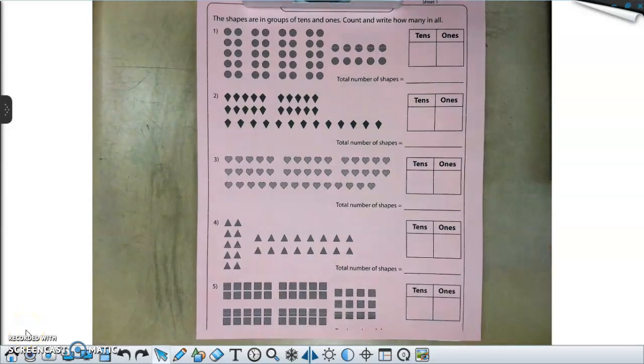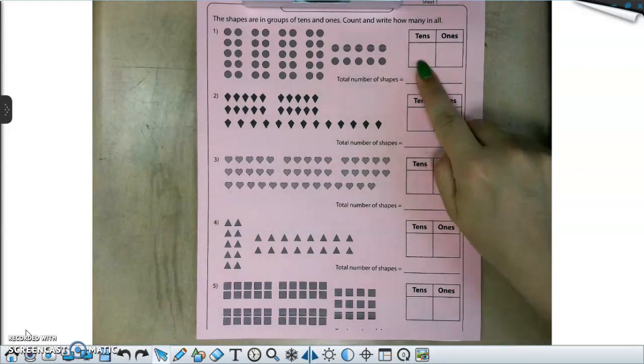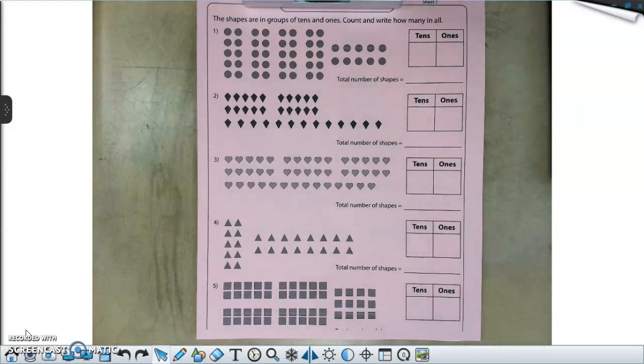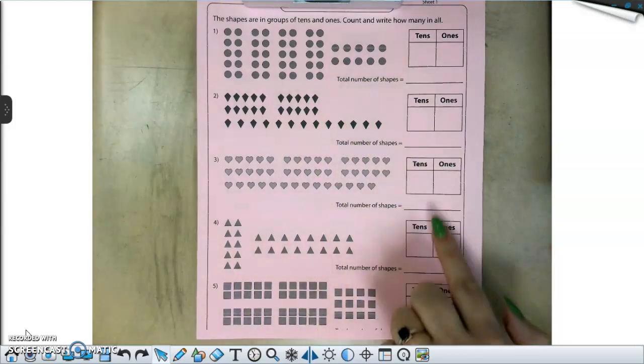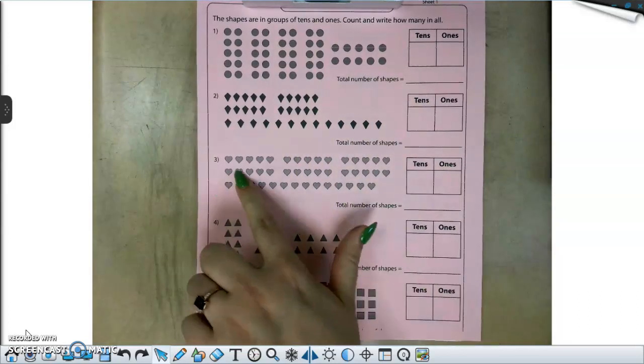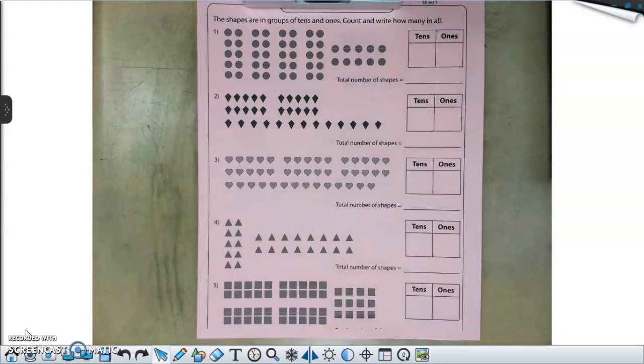I just wanted to show a video to explain how the homework will be done today. So students are still learning about the value of tens and ones. And one skill that's really important is that they can identify groups of 10. So there's different shapes and each one has a place value chart that the students can use. I'm going to use the hearts just as an example.